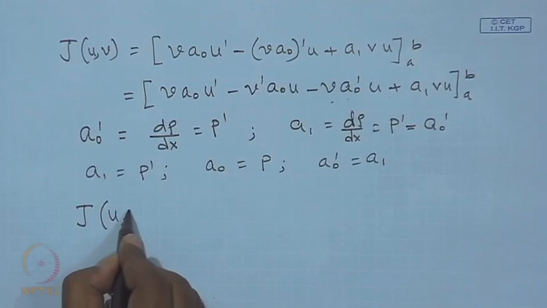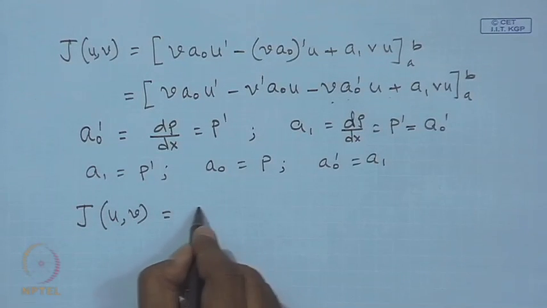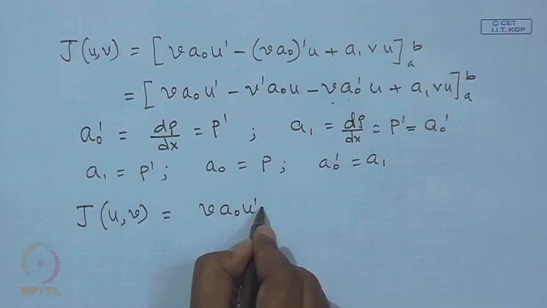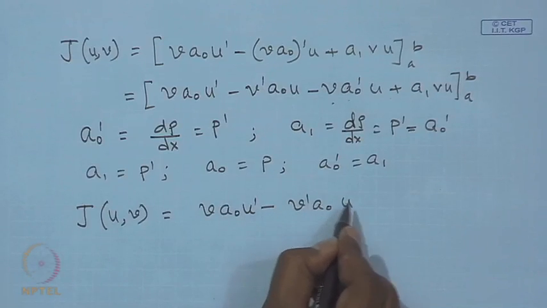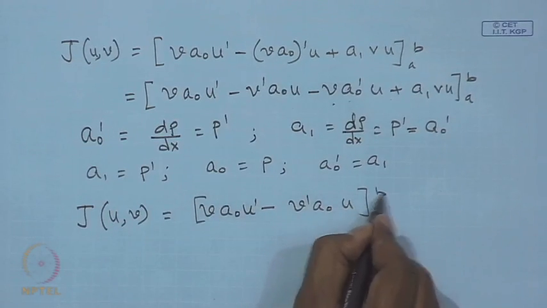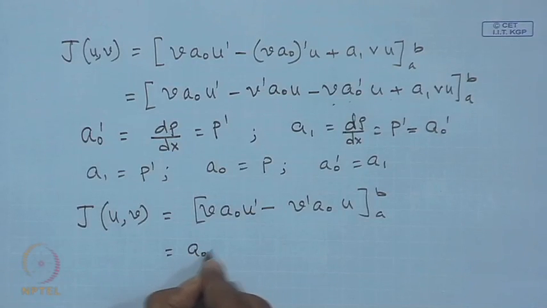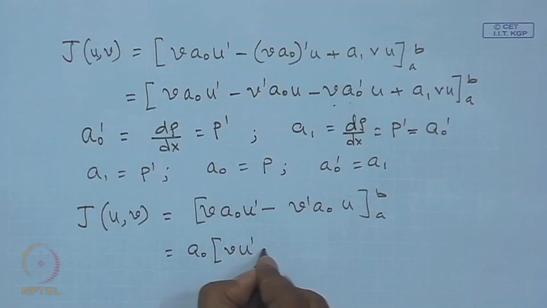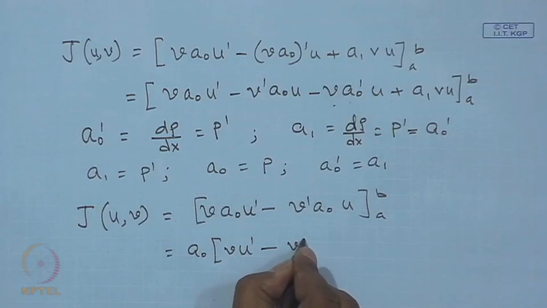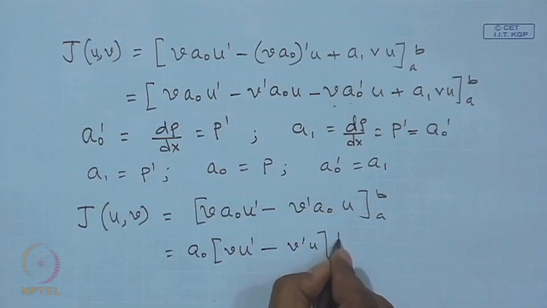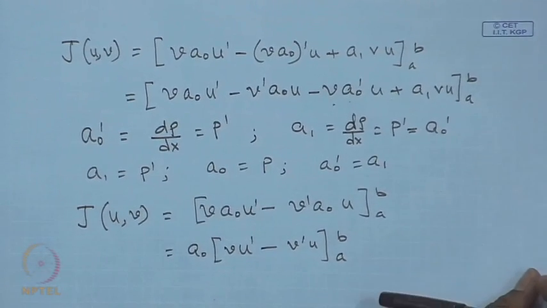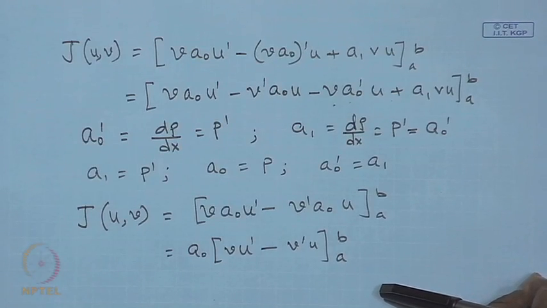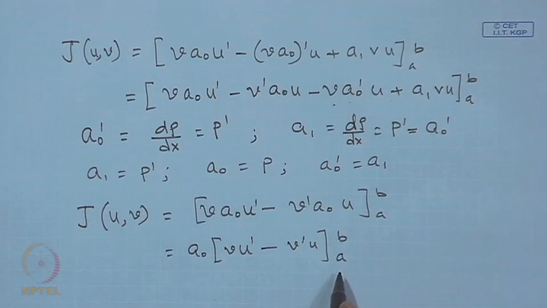So, what is the form of the bilinear concomitant? This will be v a0 u' minus v' a0 u evaluated between a to b. So, I can take a0 common. So, this becomes a0 (v u' minus v' u) evaluated between a to b. Okay. Now, we will be simplifying it and check, to make this bilinear concomitant 0, what conditions on v we have to impose.